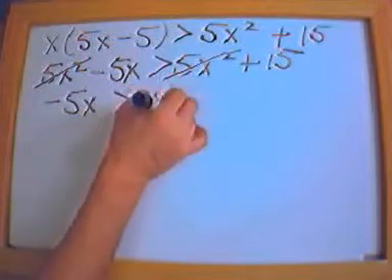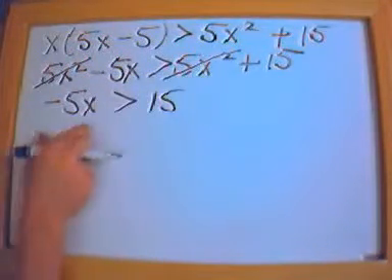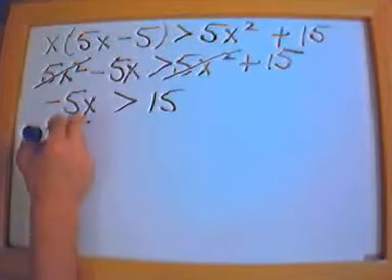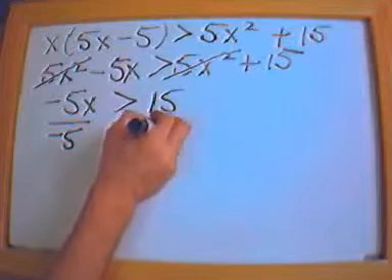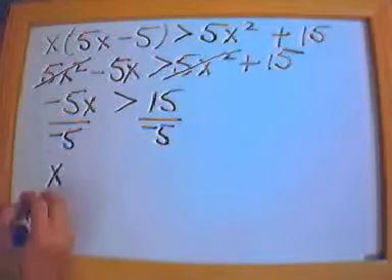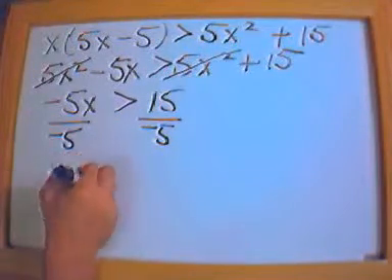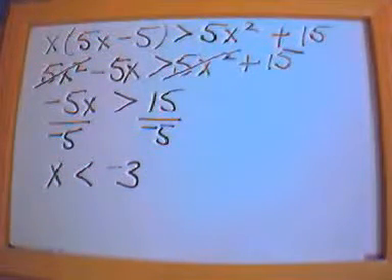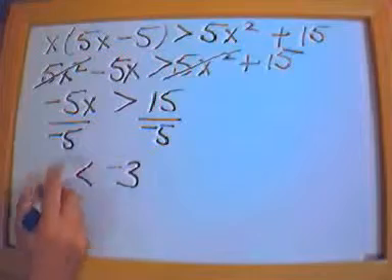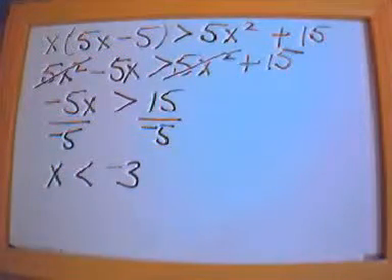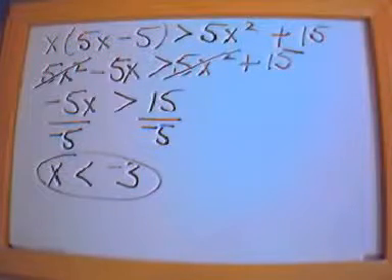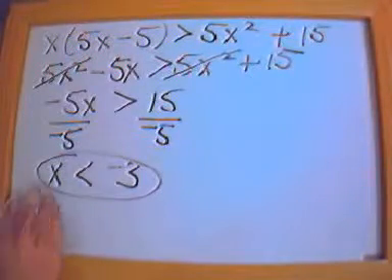greater than 15. And in order to get x by itself, I've got to do the opposite of this multiplication, so I'm going to divide by negative 5, divide by negative 5, which means x is going to be less than negative 3. I flipped the sign around because I divided by this negative 5, and that's going to be the answer there. Okay?